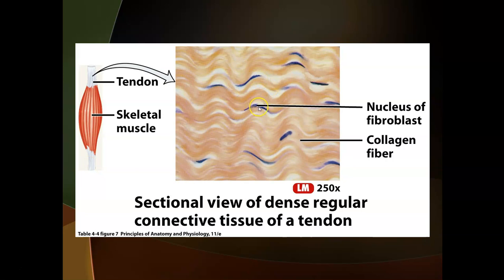The nucleus of the fibroblast is in purple. We can see this wavy configuration. We can see everything running parallel here. And as I stated previously, this tissue can elongate, but only until these waves disappear and everything is straight.